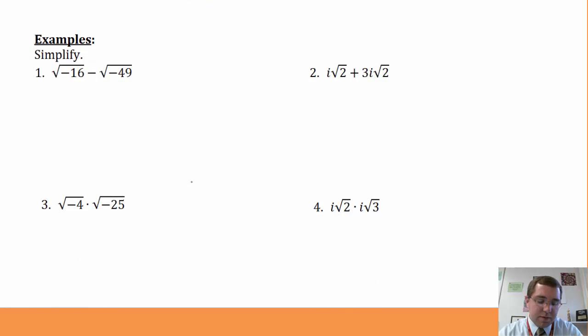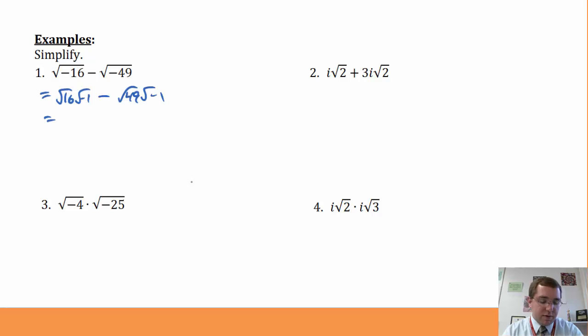Here are some examples. Let's simplify the square root of negative 16 minus the square root of negative 49. These are two numbers that are not real numbers. The square root of a negative number is not a real number. But I can work with them if I use this i thing. So the square root of negative 16 is going to be the square root of 16 times the square root of negative 1. I've got a minus. The square root of negative 49 is the square root of 49 times the square root of negative 1.